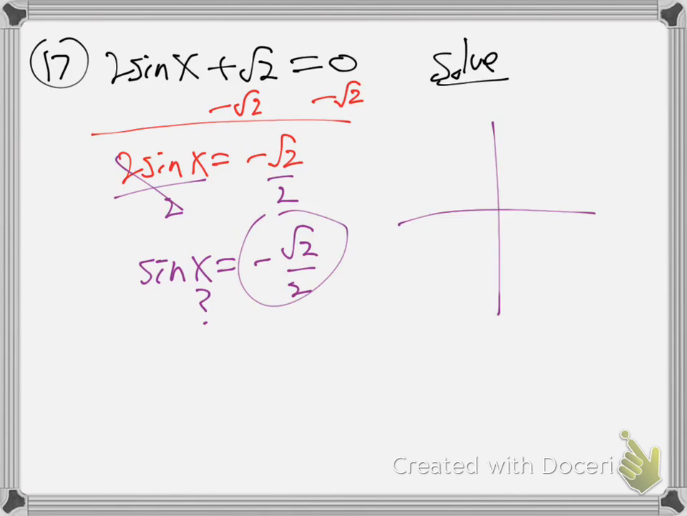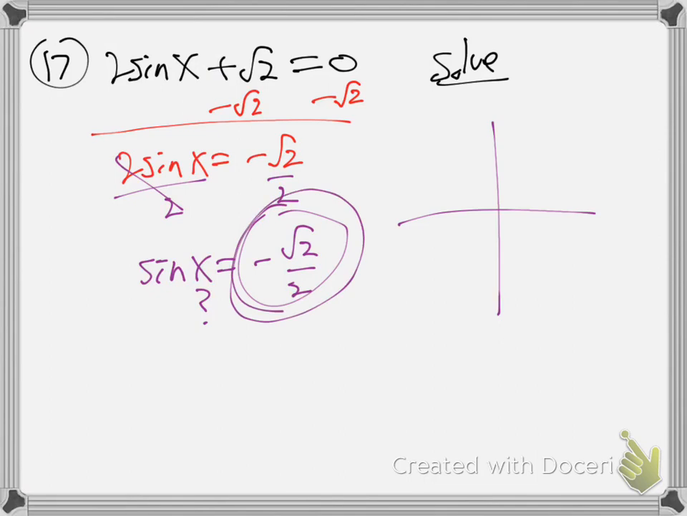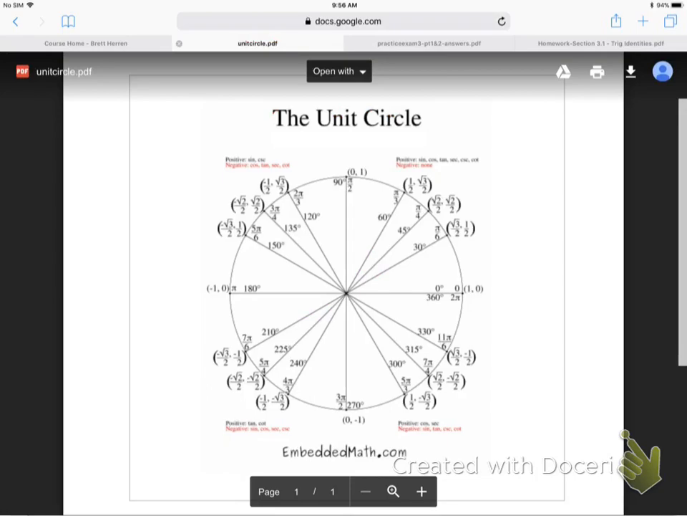This is what you want to have exactly on your 3x5 card on Wednesday. And then you just want to look at this and say, okay, where on that unit circle... boom. All right, so there's the unit circle. So the question is, where do you see sine being negative root 2 over 2 on that unit circle? Now remember, cosine is x, sine is y. Cosine, sine, cosine, sine. Go ahead and put that on a 3x5 card if that's helpful for you.